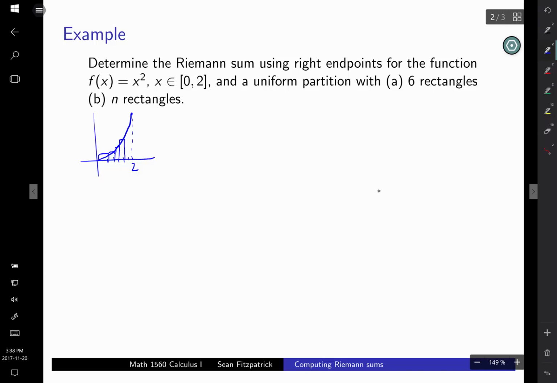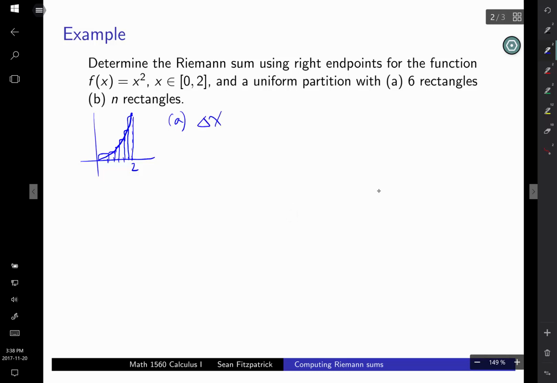and notice that because we're dealing with an increasing function, we are getting an overestimate for the area, right? We're choosing right endpoints on each subinterval, and so each of our rectangles comes above the graph, so we're going to get a little bit more area than we should. We could also look at what happens if we do left endpoints, so we can get both the upper and lower sums, the overestimate and the underestimate. Okay, so let's do 6 rectangles first.